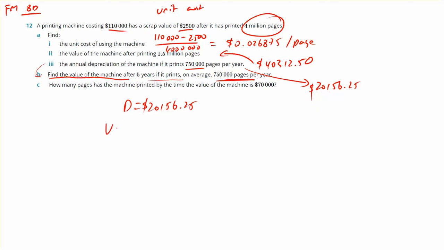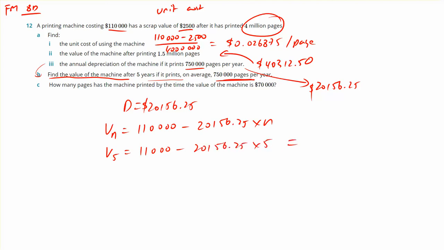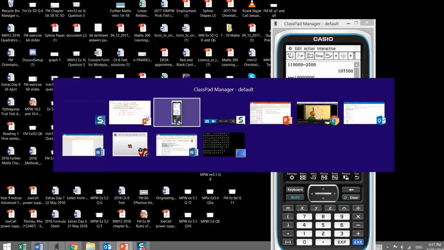So our general rule would be Vn equals V0, which is 110000, minus n times D. So my D value is 20156.25 times n. And we want to find the value after 5 years. So V5 equals 110000 minus 20156.25 times 5. Let's see what the value is. I need to use my calculator.